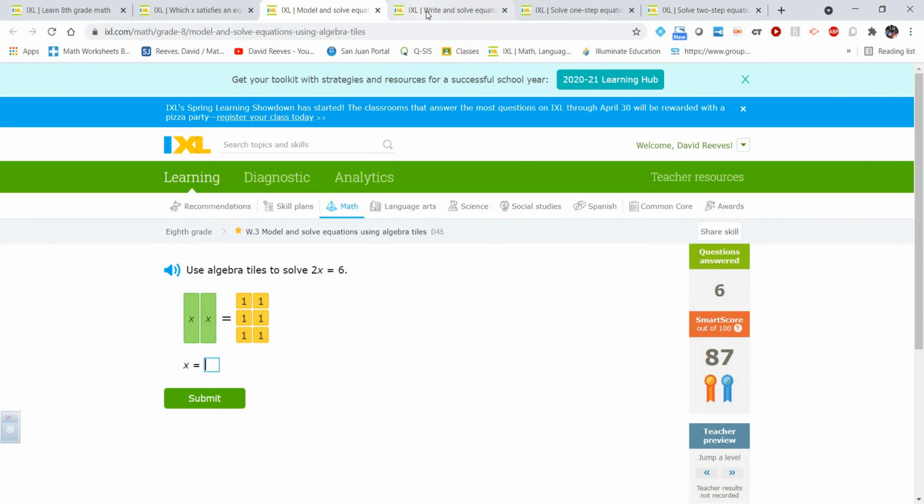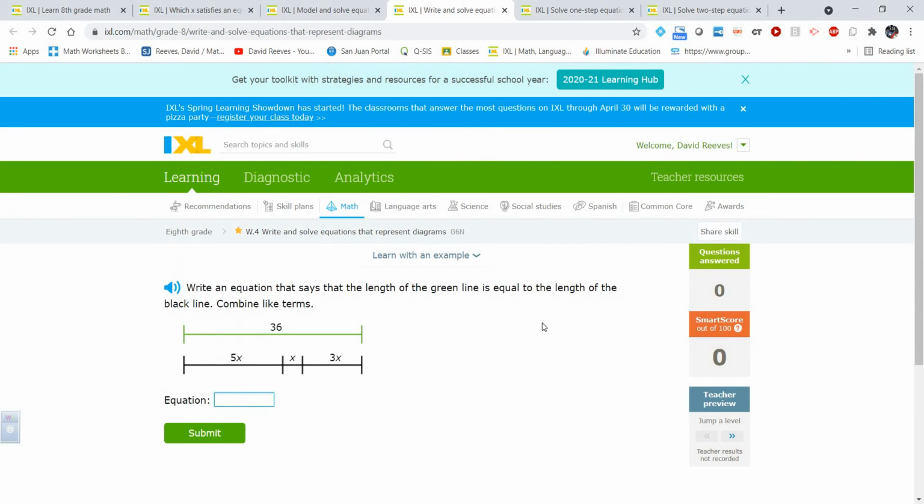All right, I'm going to go on to the next skill now. The skill right here, W4, write and solve equations that represent diagrams. All right, now remember, when you have these lines that are the same length, that means they are equal. So I'm going to go ahead and do some writing here now.